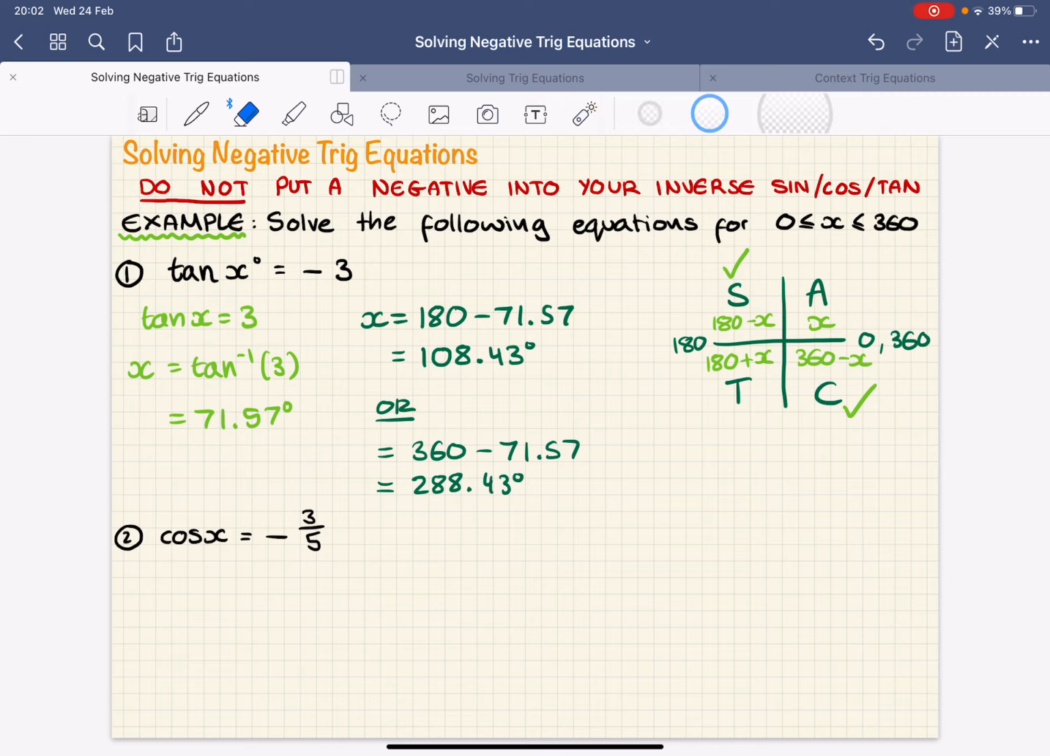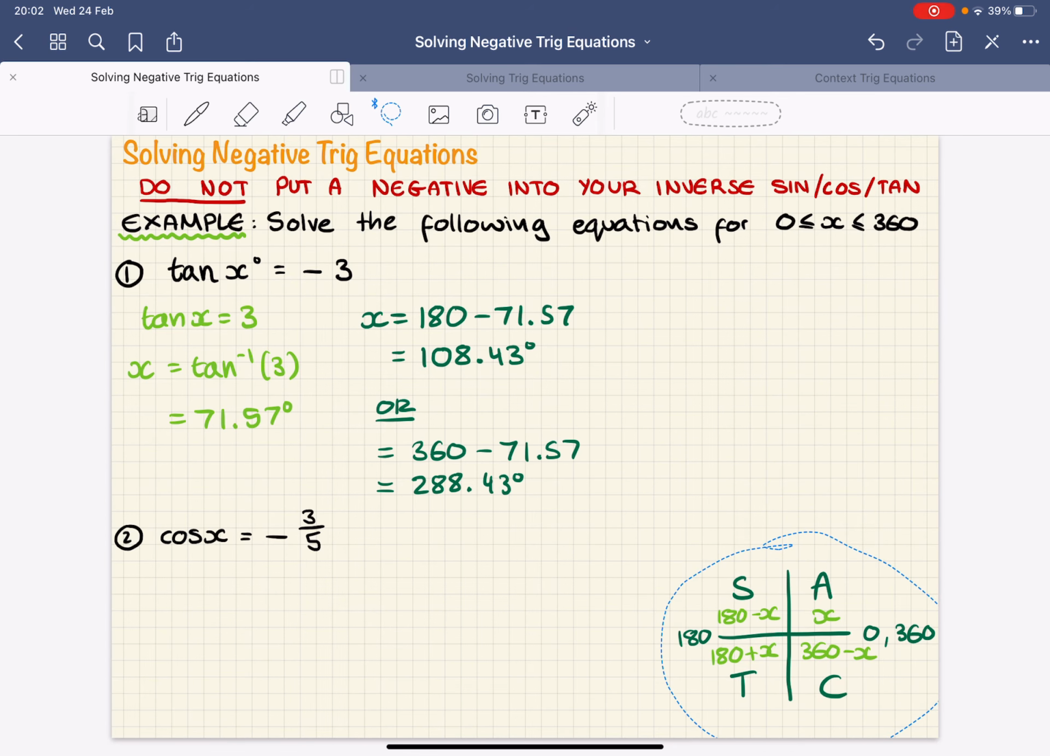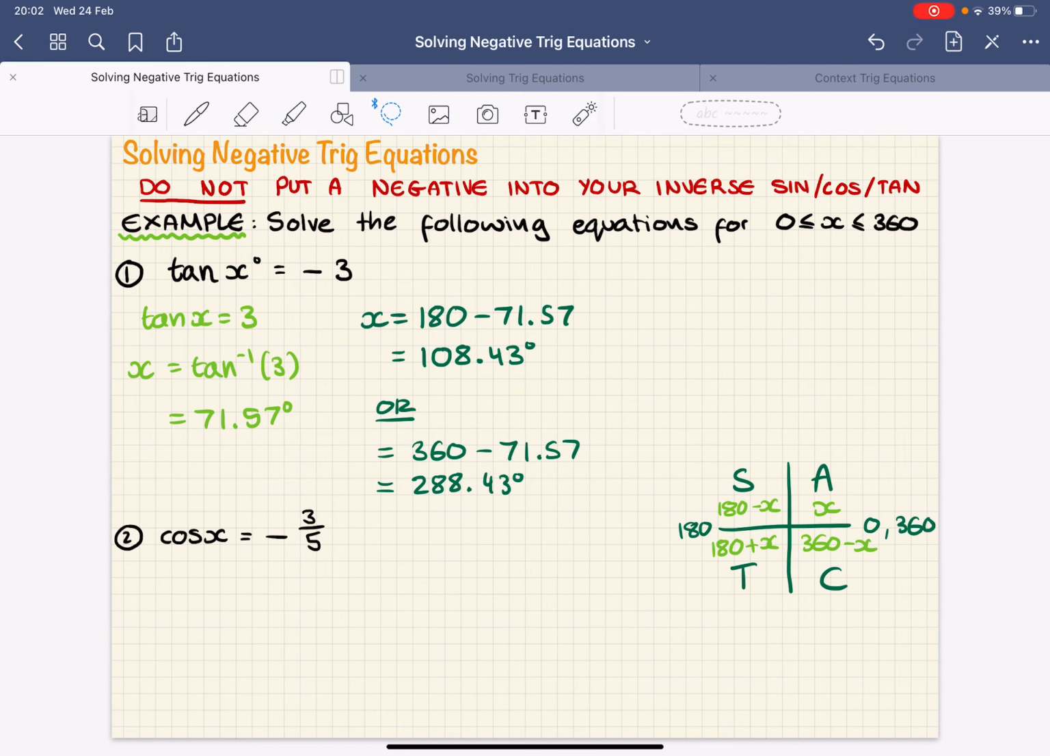So let's take a look at the next one, and I am just going to reuse my cast diagram. I'll just bring it down a little bit. There we are. Okay, so my next one, I've got cos x equals -3/5. So same idea, because this is negative, I want to look at where cos is negative. So typically, it's positive at the A and the C, so I'm going to tick the other two sections. Those are the two I'm going to use.